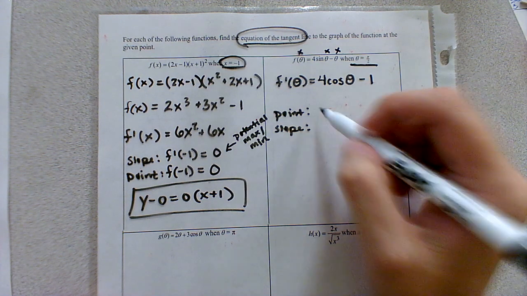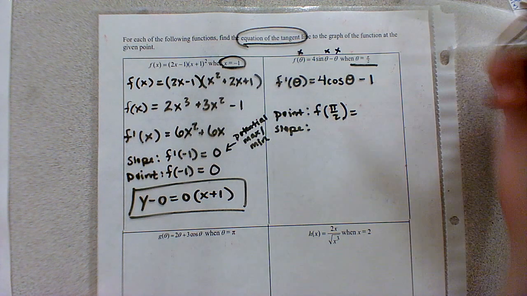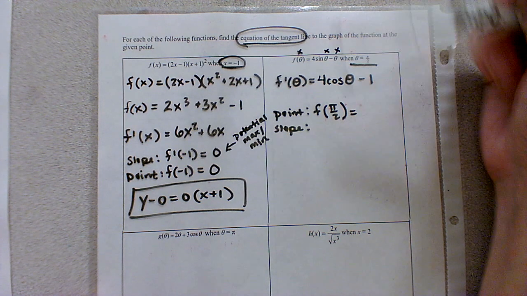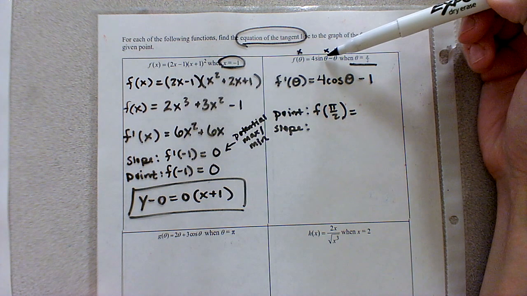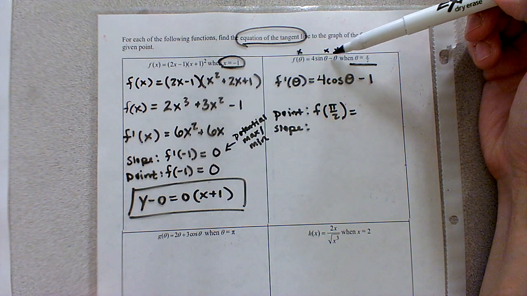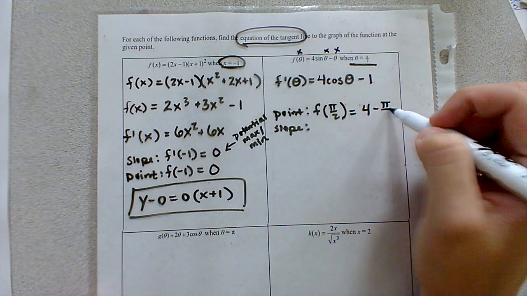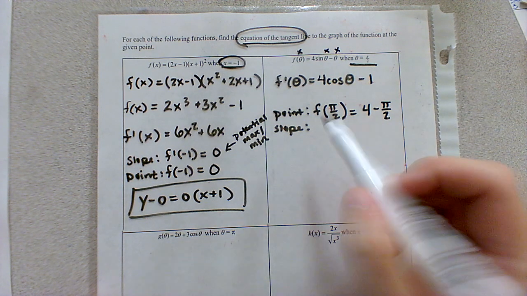Now we're looking at pi over 2. So unit circle time. Pi over 2 is the very top point on the unit circle. So sine of pi over 2 is 1, times 4 is 4, and then we have to subtract pi over 2. So it looks like our point value is 4 minus pi over 2.